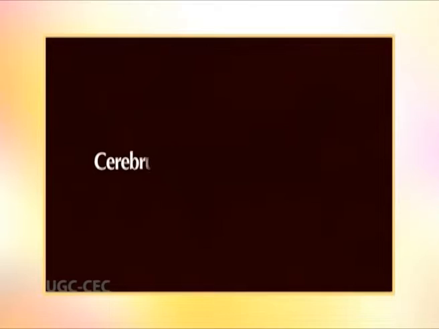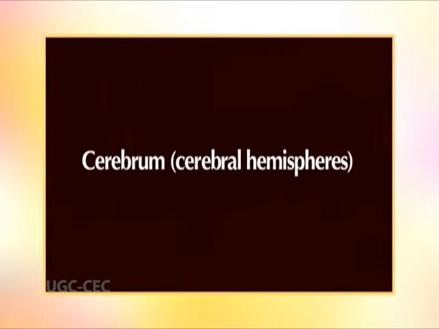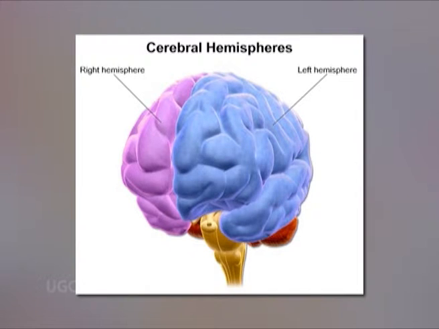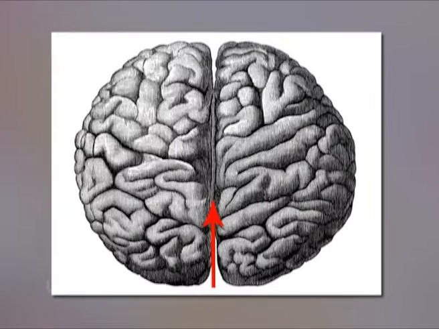Now the second, that's cerebrum, or we call it as cerebral hemispheres. It's the largest part of the brain, constituting nearly 80% of the whole. Cerebrum is made up of two halves called cerebral hemispheres. The two cerebral hemispheres are separated by a deep longitudinal fissure.